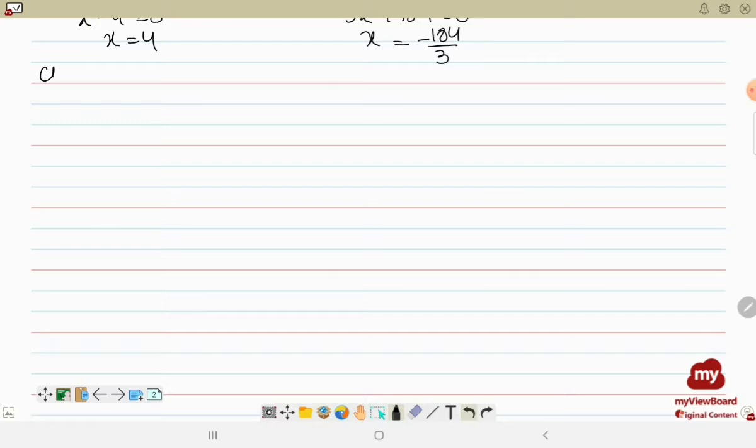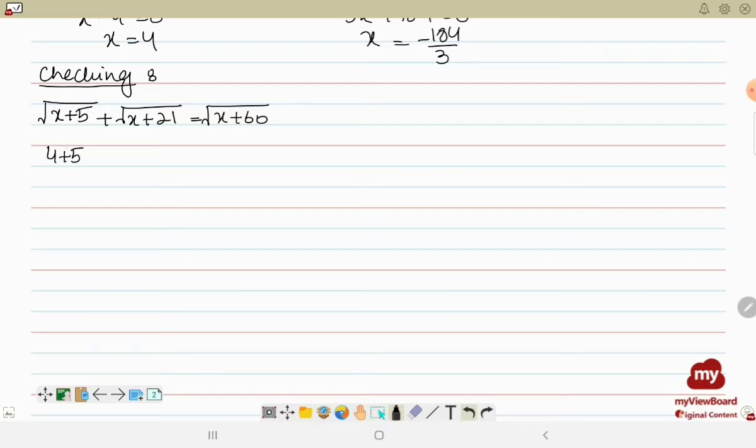So let's do the checking process. We'll insert each value of x in the given equation. Let's write the given equation. Square root of x plus 5 plus square root of x plus 21 equals square root of x plus 60. So instead of x, we'll write 4: square root of 4 plus 5, plus square root of 4 plus 21, equals square root of 4 plus 60.